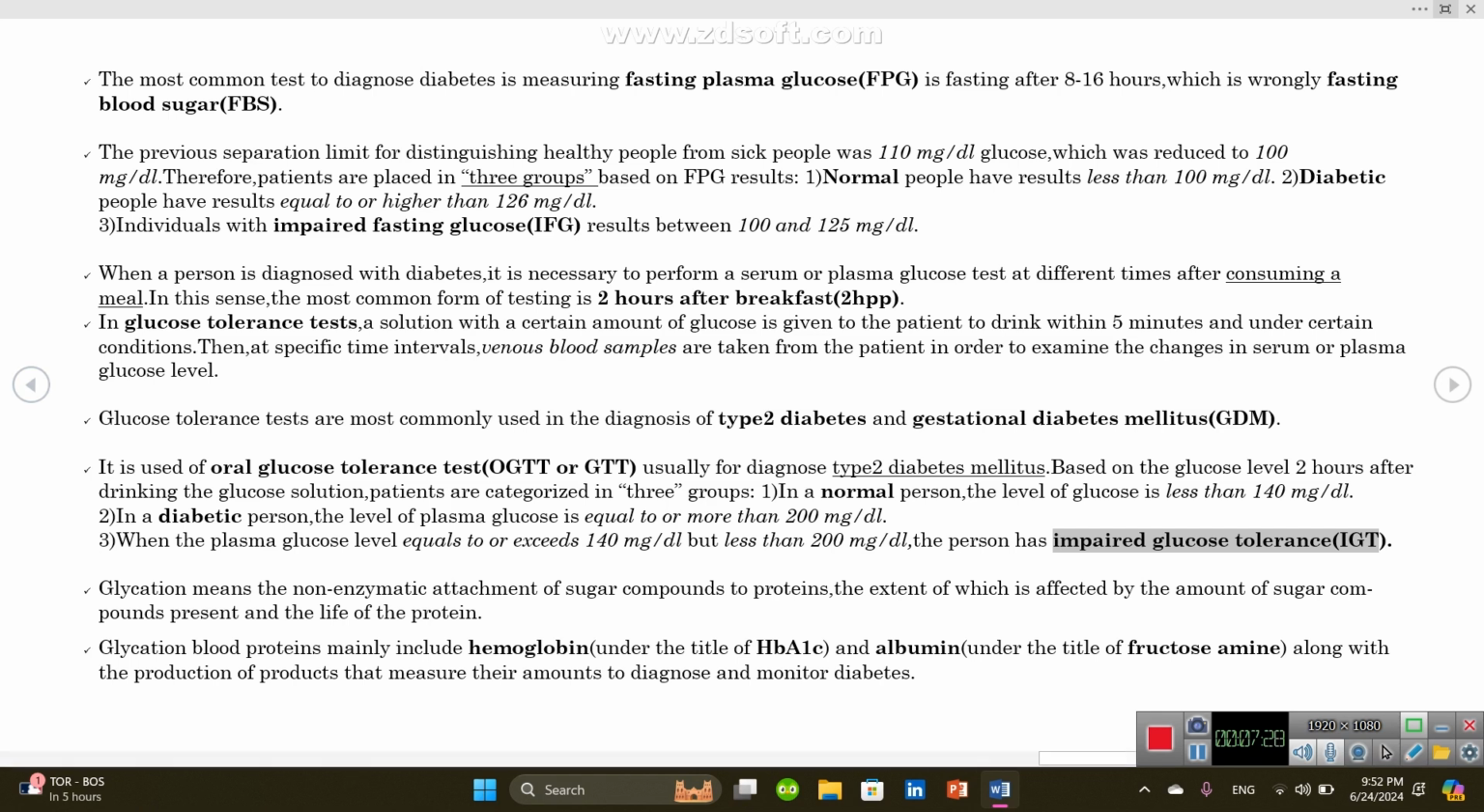Okay, glycation means the non-enzymatic attachment of sugar compounds to proteins like hemoglobin and albumin, which is the most frequent protein in our blood or serum. The extent of which is affected by the amount of sugar compounds present and the life of the protein. Glycated blood proteins mainly include hemoglobin under the title of HbA1c, and albumin under the title of fructosamine, along with the production of products that measure the amounts to diagnose and monitor diabetes.